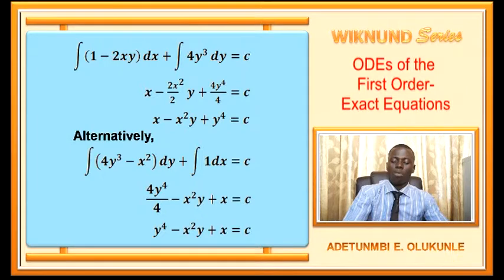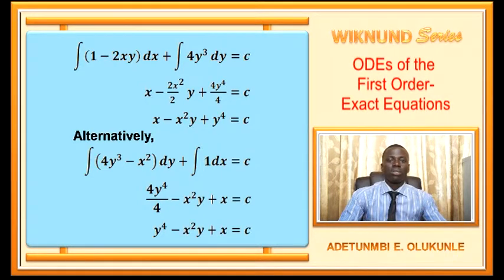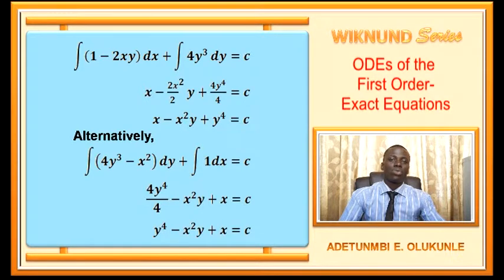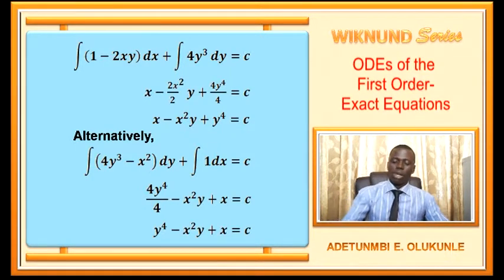So you have y to the power 4 minus x squared y plus x equals c, which is the same thing as what we obtained when we picked the first function as a pivot function. This is why it is called exact. So whether you pick the first function as the pivot or the second as the pivot, just look at the rule very well. Once you don't break the rule, you're going to have the same value. Hope this is sticking. Let's look at another example.